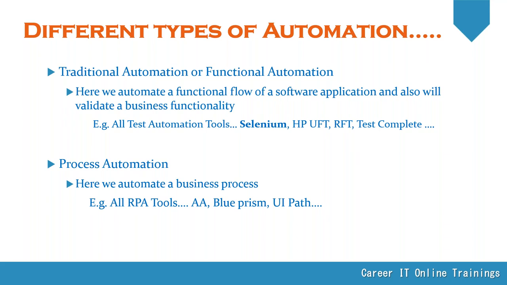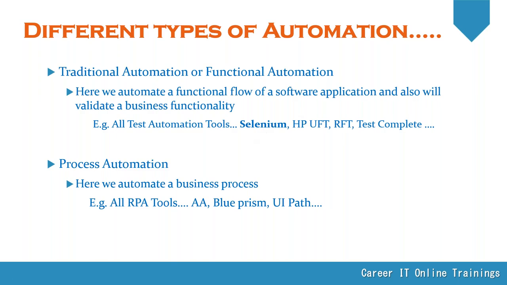But RPA tools, meaning robotic process automation tools like Blue Prism or UiPath, are process automation tools. Here we are going to automate the process. These tools are developed on top of artificial intelligence, so for most of the basic things there's no need to write any programming. But with Selenium, there are some inbuilt methods, and we have to use those inbuilt methods as per our requirement by using a programming language.